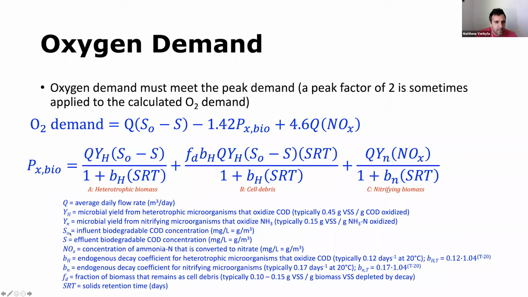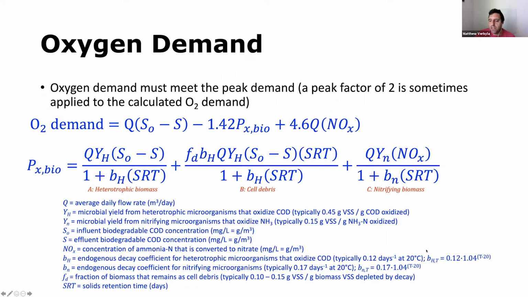We've got S sub 0, S naught, and S, which are the influent and effluent biodegradable COD concentrations, expressed in milligrams per liter or grams per cubic meter. We've got NOx, which is the concentration of ammonia nitrogen that's converted to nitrate. So it's the milligrams per liter of ammonia that's converted into nitrate. B sub H, which is the endogenous decay coefficient. It's basically the die-off rate for heterotrophic microorganisms. It's typically assumed to be 0.12 days to the -1.